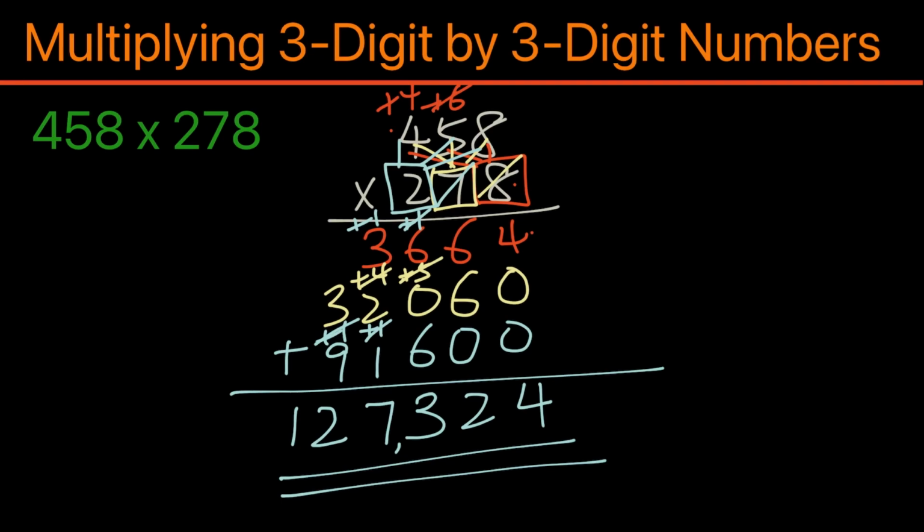So these two are examples of how you would multiply 3-digit by 3-digit numbers. We also have other videos on how to multiply 3-digit by 2-digit or 3-digit by 1-digit. So you can check them in the comment section of this video.